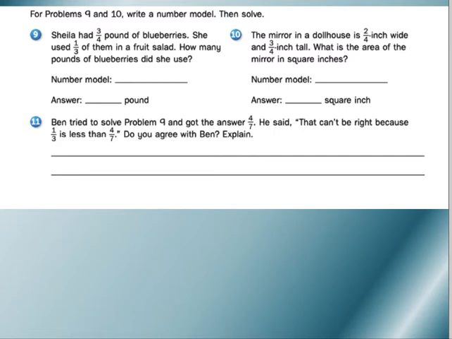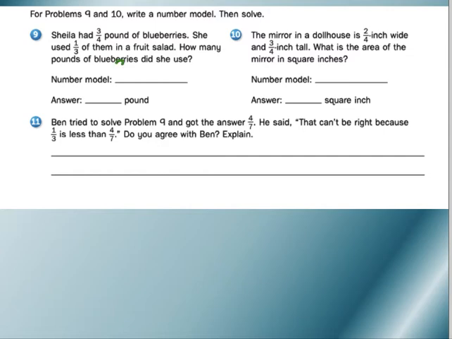Welcome back. For problems 9 and 10, you're going to write a number model and then solve them. So we have some word problems in here. Sheila had 3/4 pound of blueberries. She used 1/3 of them in a fruit salad. How many pounds of blueberries did she use? So of course, the first thing that you're going to do is write out your number model.